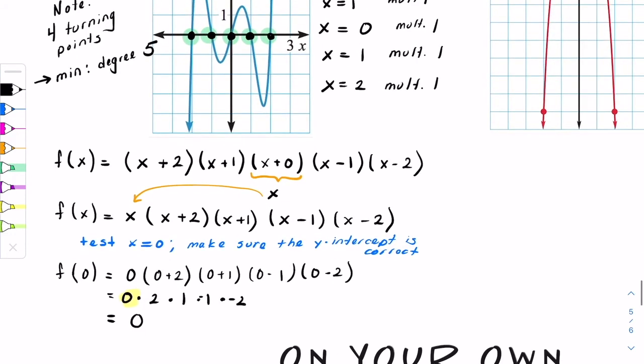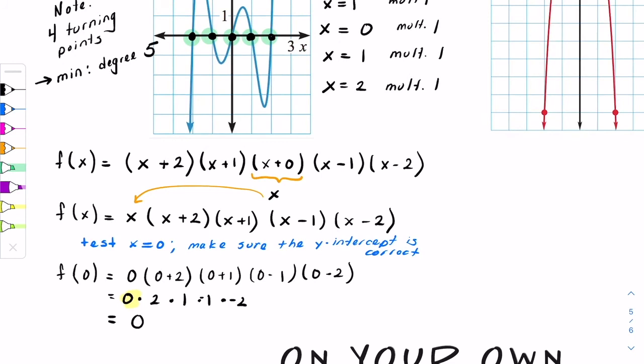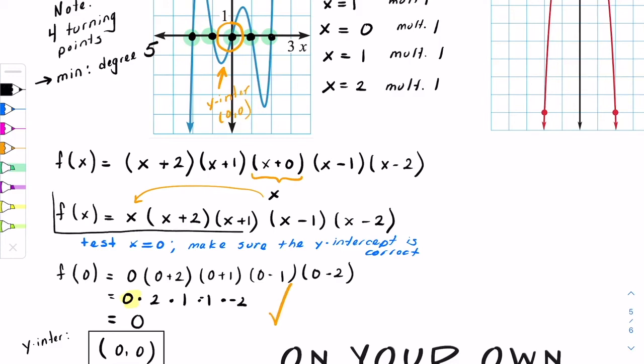Now, is our function showing that we have a y-intercept at x equals 0, y equals 0, or 0, 0? So check on the graph up here, and yes, this function does indicate that we have a y-intercept at 0, 0. So this worked out, this is good. That means this here is our final function.